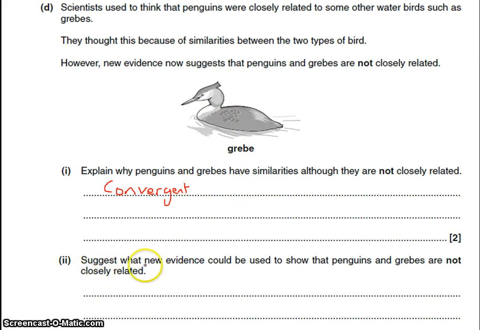The second question is suggest what new evidence could be used to show that penguins and grebes are not closely related. So this is proving again that two animals are not related. And so what I say to my class on this question is that you have to remember that Jeremy Kyle will help you get some marks in your exam. And the idea is that what would he do if he was trying to identify whether two people are related? He would do a DNA test. So you get 1 mark if you've referenced analysing the DNA, and if they are different species and they're not related, then the DNA would not be similar, okay? And that's the key idea, that the DNA wouldn't be the same, and so hence you could tell.